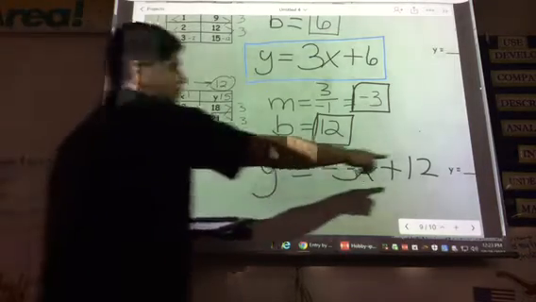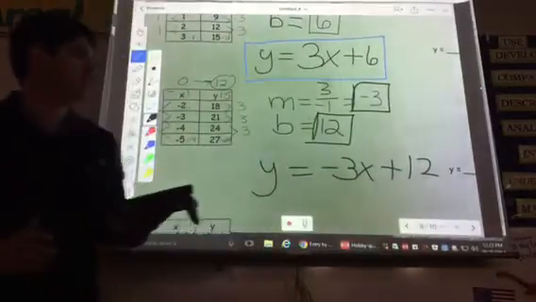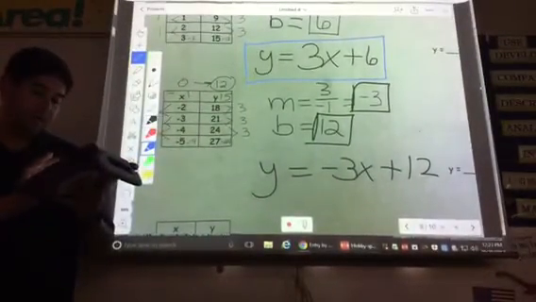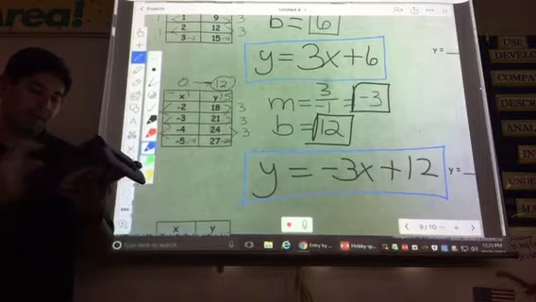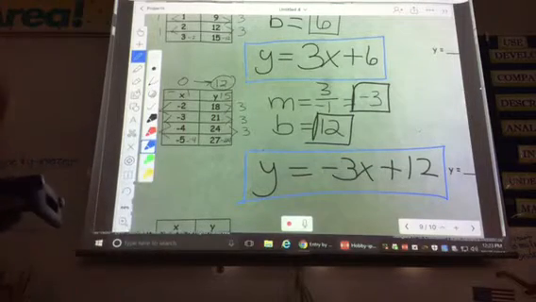You can write it in here, or if you can write it in the blanks over there that's on your paper, that's fine too. Awesome. Y equals -3x plus 12.